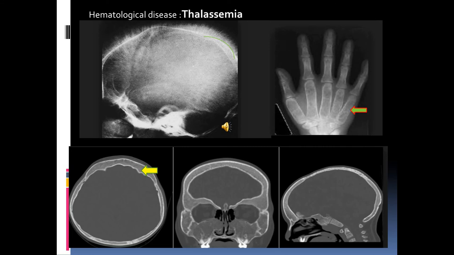Also, in CT scan, this diploic space or hyperexpansion of the skull vault, especially in the frontal and in the occipital area, is very clear in this bone window of CT scan, in which we can detect this thickening in the diploic spaces.